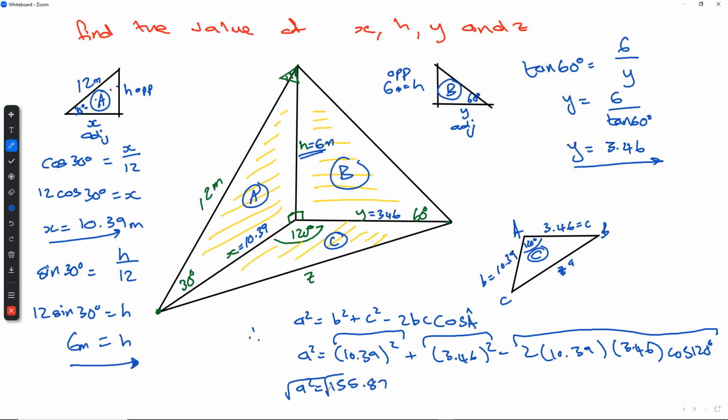And if I square root it, my final answer for A, which would be equal to Z, so press equals, press square root, and then press answer. And you'll get your answer 12.48, which will equal the A, which is my Z value. And so that's 12.48.